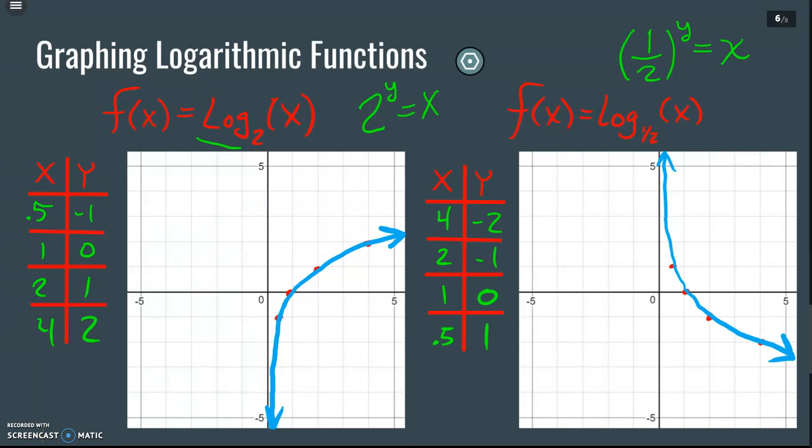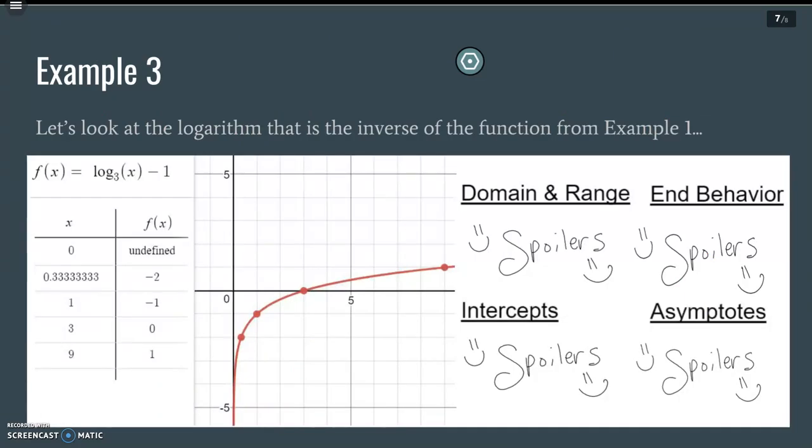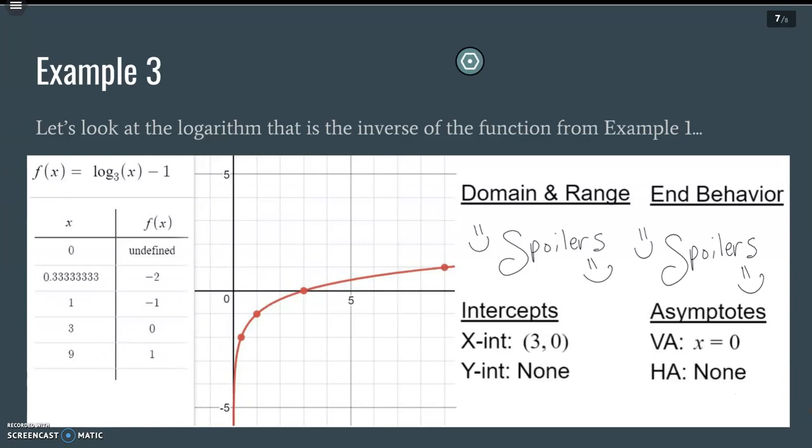So just like before, when our base is larger than 1, we have an increasing function. When the base is smaller than 1, our function decreases. So let's finish up this first video by looking at two final examples. Two logarithms that are the inverses of our previous examples in this video. Once again, challenge yourself. Pause this video and see if you can identify what the domain and range, the end behavior, the intercepts, and the asymptotes are, and then we'll briefly go over all four of them.